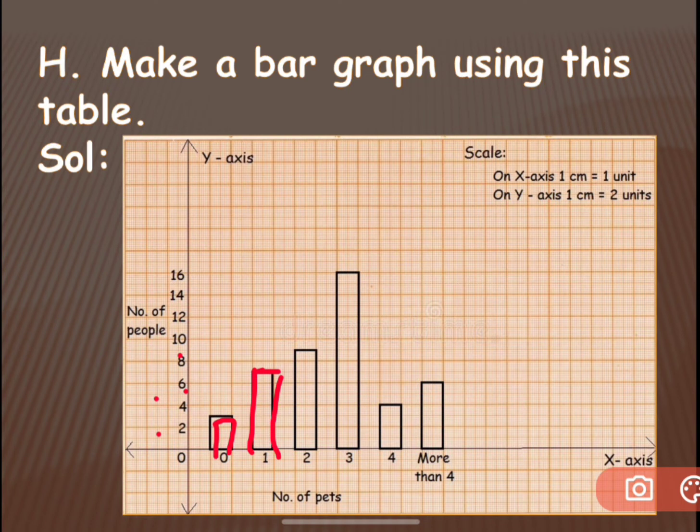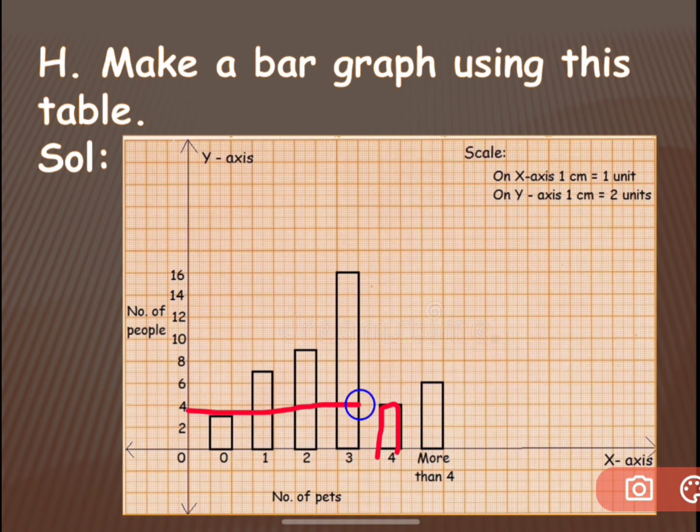And for 2 pets, there are 9 people, isn't it? So in between 8 and 10 you will get 9. So till the midpoint of 8 and 10 you will draw the graph for 2 pets. For 3 pets there are 16 people. So you will draw till 16 like this. Okay. So 4 pets, there are how many? 4 people. So you will draw till 4.